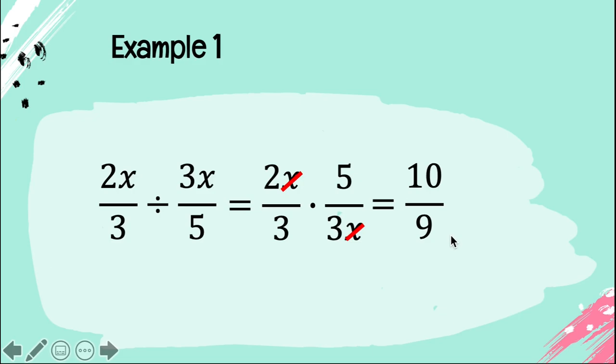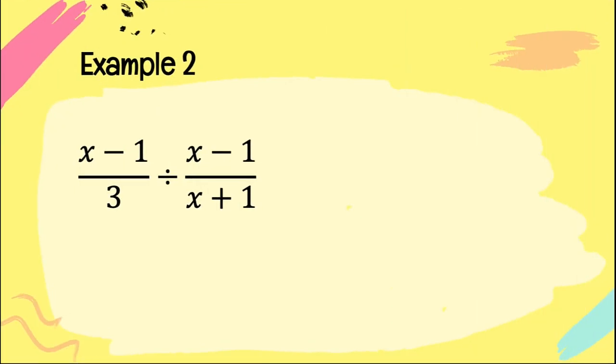So it's okay if your final answer is in improper fraction. No need for you to put it in mixed number or in decimal. So 10 over 9 will do, or can be your final answer. Next, let us proceed to the second example.